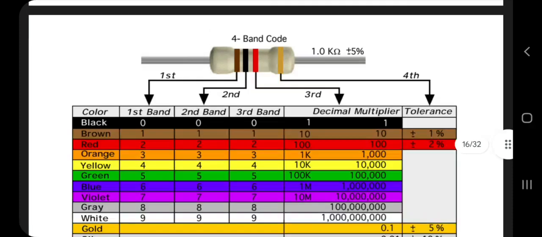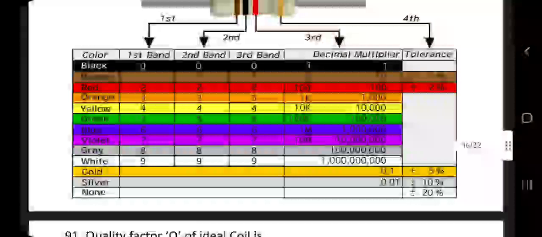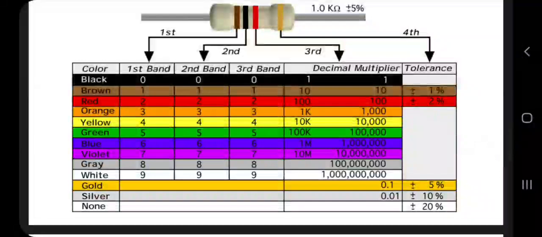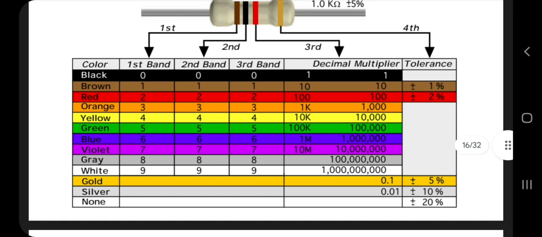Sorry, actually this is for the 4-band code system. In our example, the first band, second band, and the third one is the decimal multiplier. Corresponding to black, the decimal multiplier is 1. For brown, it is 10. Red is 100. Orange is 1000. For yellow, it is 10,000. Green is 100,000.